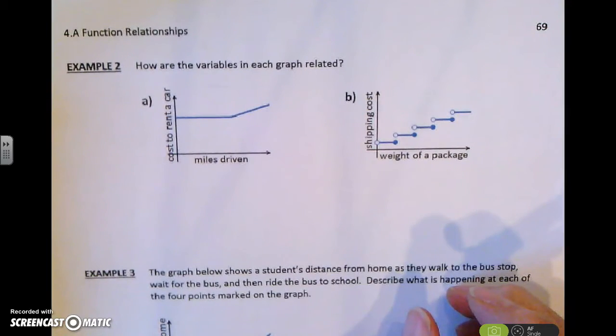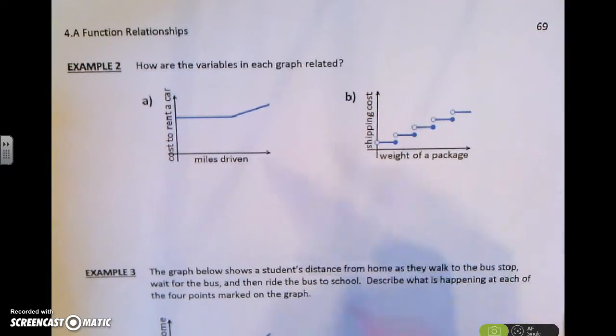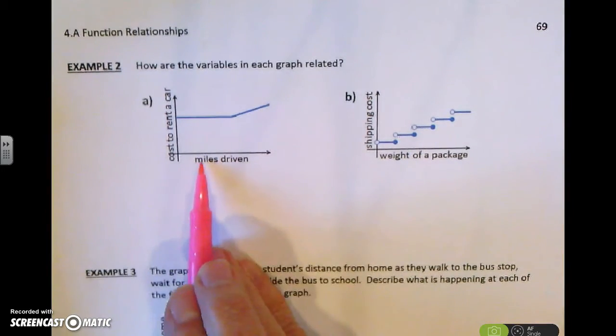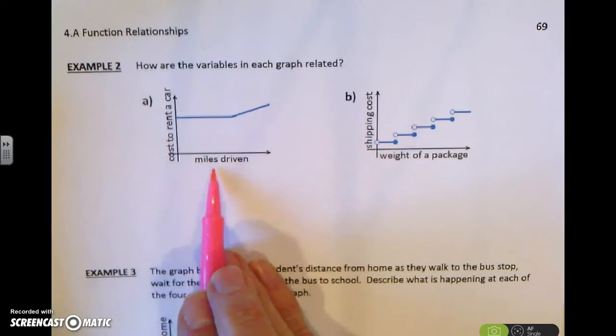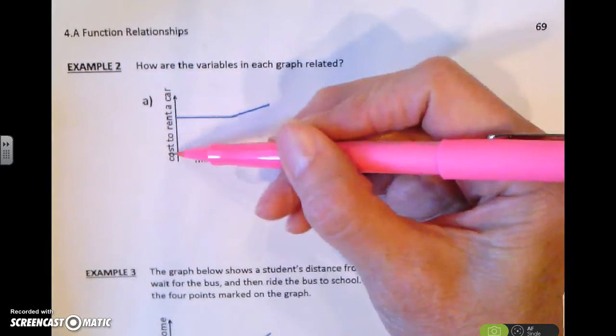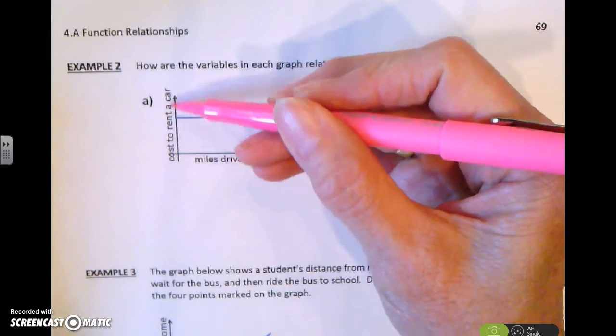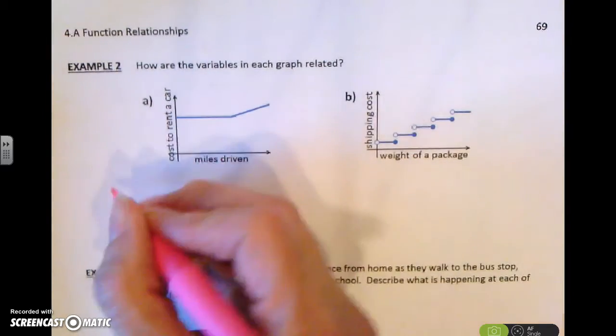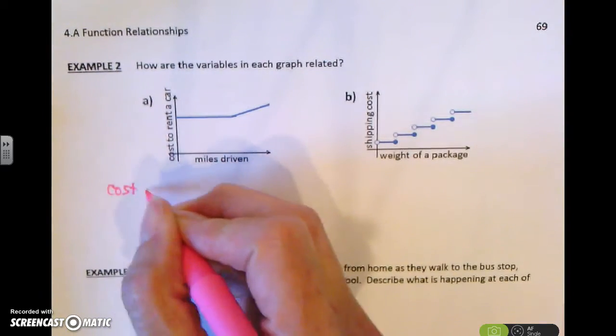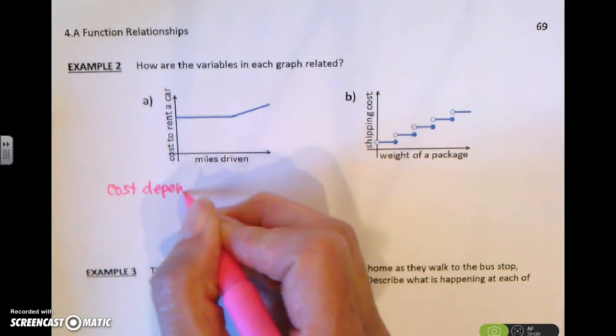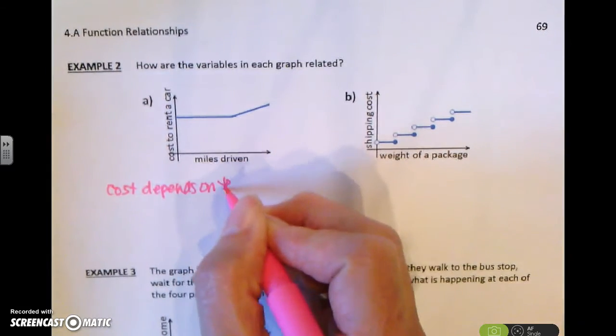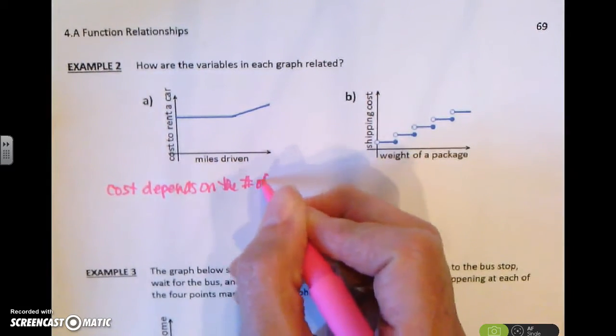In example 2, we'll look at how the variables in each graph are related. So in example A, you can see down here that the input is the miles driven, and the output is the cost to rent a car. So the cost depends on the number of miles driven.